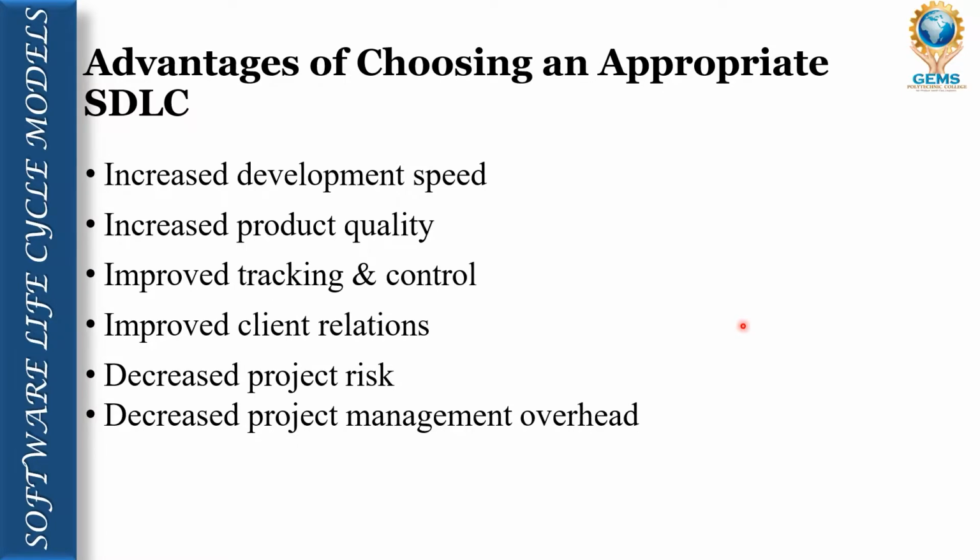Now when we choose the SDLC, we should choose it correctly for the development of software, because it has some advantages. What are the advantages? Increased development speed. If we choose the correct SDLC model, it will increase the development speed, and improve product quality and tracking control. It will also improve the client relationship, and it will decrease the project risk. Every project has a risk, so it decreases the project risk when we choose the appropriate SDLC, and it will also decrease the project management overhead.